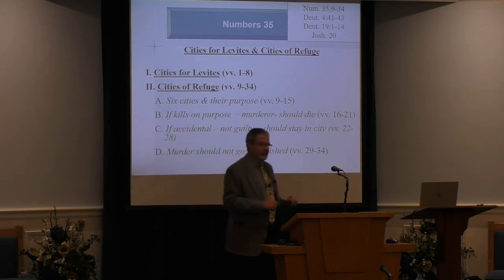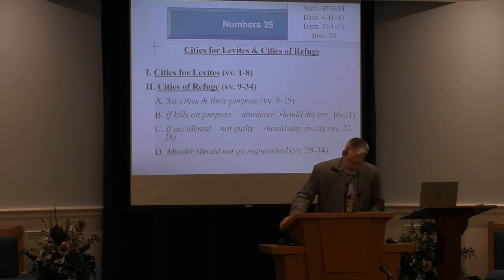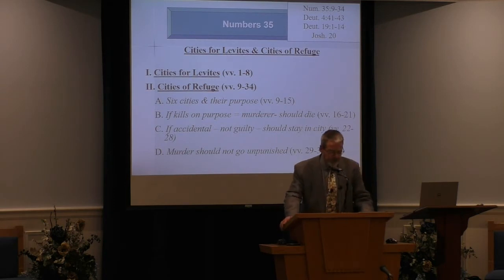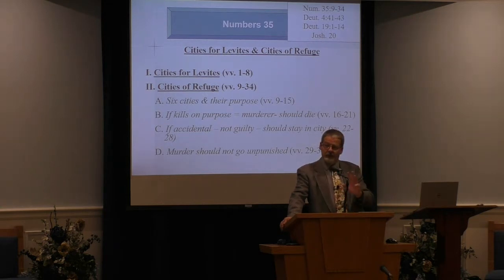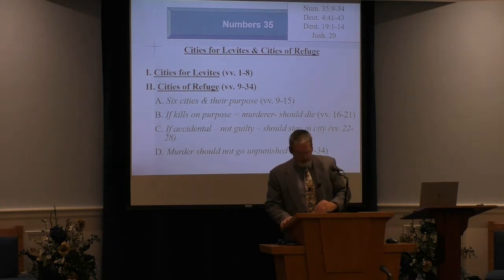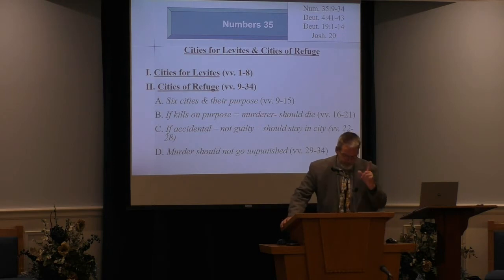But before we get to verse 9, though, notice earlier there were six cities of refuge that were mentioned in verse 6 in the cities of the Levites. There was an overlapping of those cities, and we'll talk about that a little bit later. In other words, some of the cities assigned to the Levites were also cities of refuge, as you recall from reading Joshua 20 and 21. We might take note of that at verse 6 of Numbers 35.